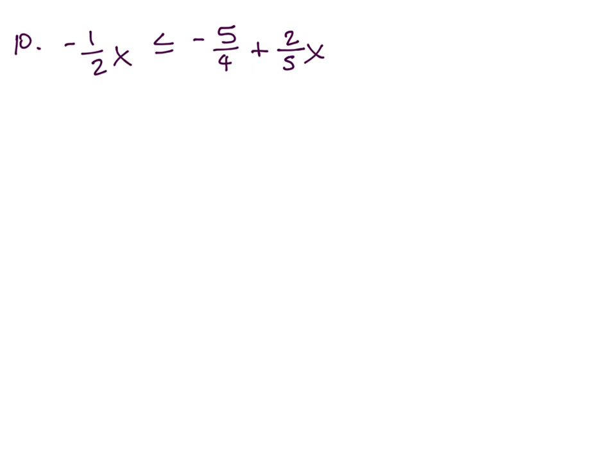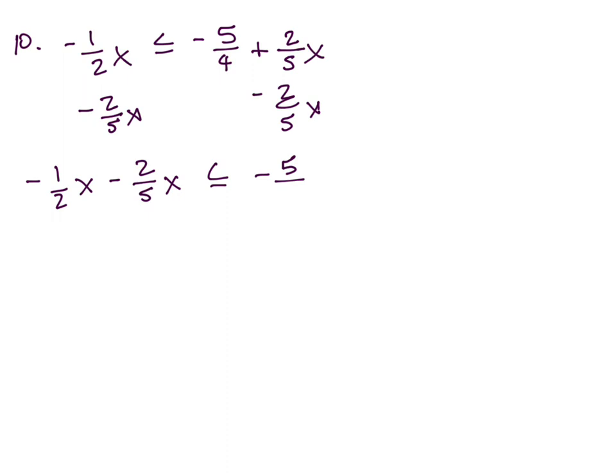So what's my first move? First thing I want to do. Move the x stuff. Okay, get the x stuff on the other side. So how do I move it? Subtract 2/5 x from both sides. Okay. The issue is that I cannot combine like terms because they don't have a common denominator. So I've just got to write it out all the way expanded like this. Negative 1/2 x minus 2/5 x is less than or equal to negative 5/4, sorry.